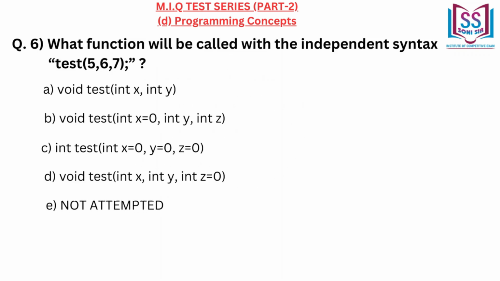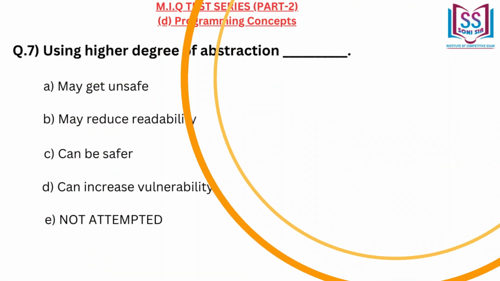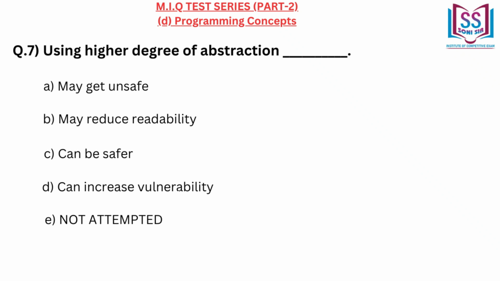What function will be called with the independent syntax test 5, 6 and 7? A. B. C. D. Using higher degree of abstraction dash. A. May get unsafe. B. May reduce readability. C. Can be safer. D. Can increase vulnerability.